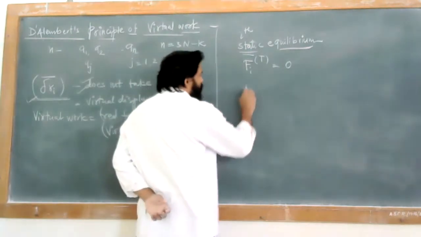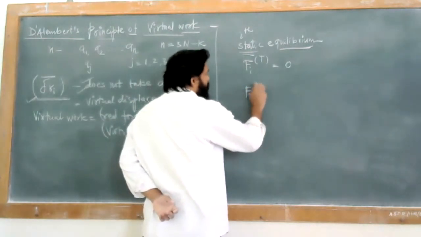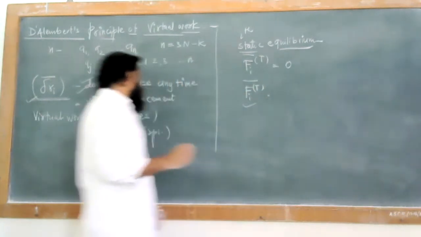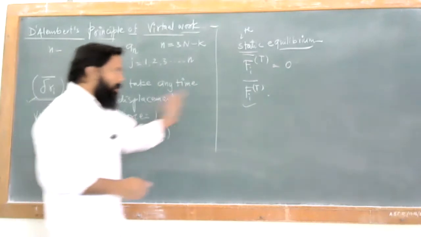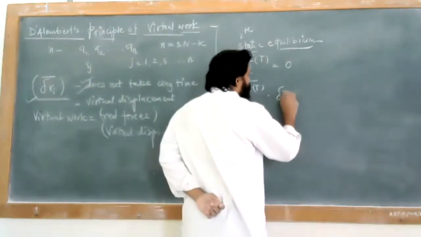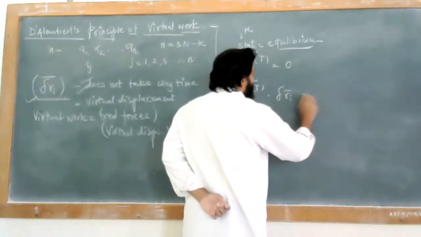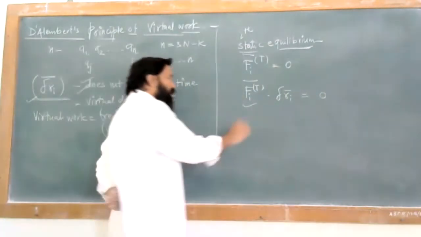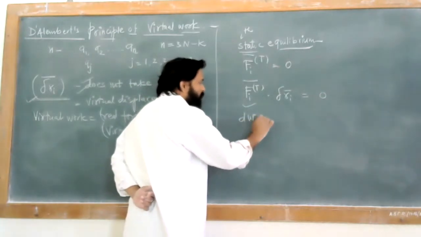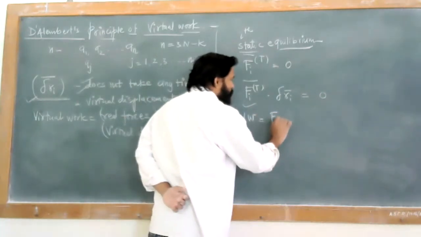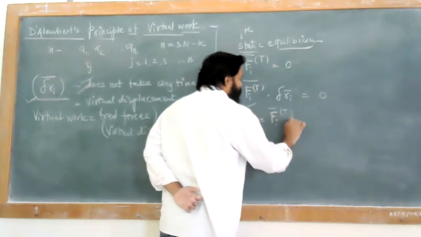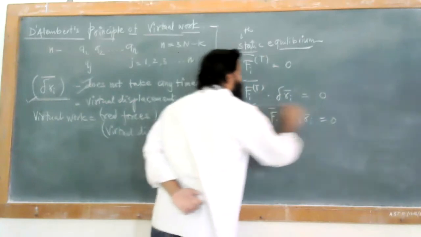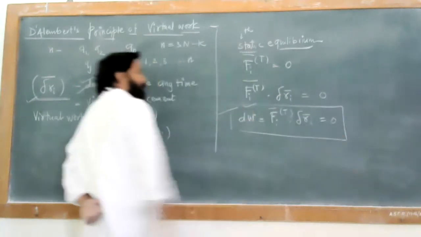The virtual work is given as Fi t, the total force, which is nothing but the real force, multiplied by the virtual displacement delta Ri, and that must be equal to 0. So your point is that the virtual work, dW, is nothing but Fi of t dot delta Ri, and that is equal to 0. So this is nothing but the virtual work.